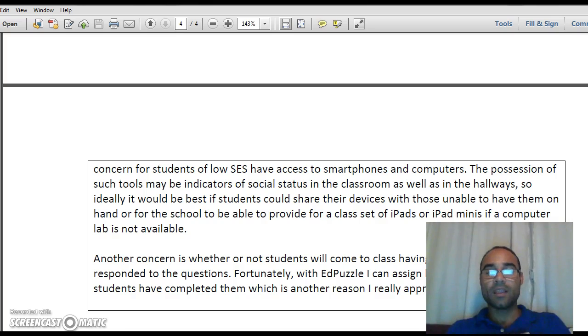Another concern is whether or not students will come to class having viewed the video and responded to the questions. Fortunately with EdPuzzle, I can assign lessons and track which students have completed them, assign the tasks for the whole class, and that allows me to have a little bit of a tracking system of who's accountable and who isn't.